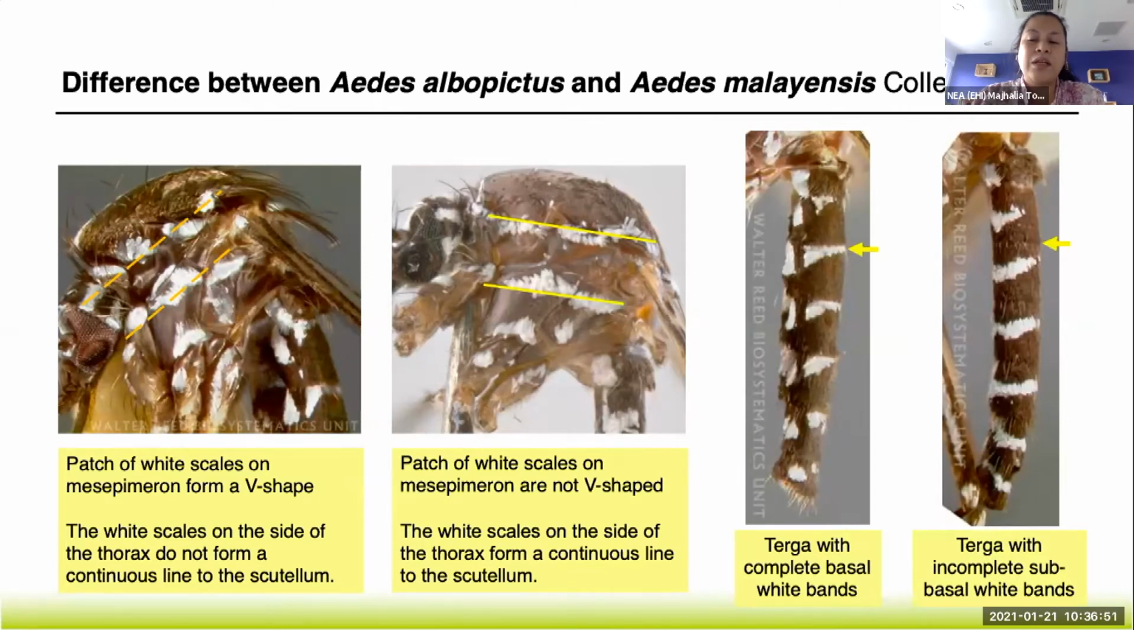So this is what we call incomplete subbasal white bands. It is very confusing, especially when you're dealing with larvae. We've found some ways to differentiate larvae, but it is very inconsistent. So it is still best to look at the adult samples before we can determine that this is definitely Malayensis and not Albopictus, or this is definitely Albopictus and not Malayensis.